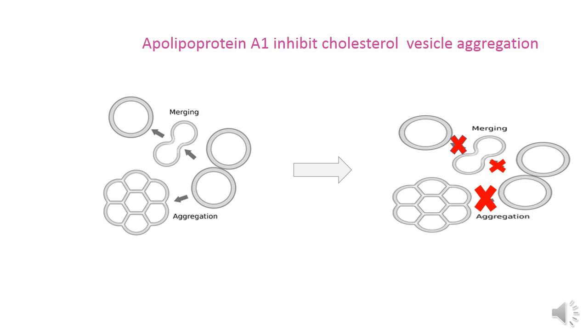Now what apolipoprotein A1 does is it shields or covers the hydrophobic binding sites for cholesterol vesicles so that they cannot come and bind to those sites, thereby preventing their fusion as well. So in this way it inhibits cholesterol vesicle aggregation or the process of nucleation.